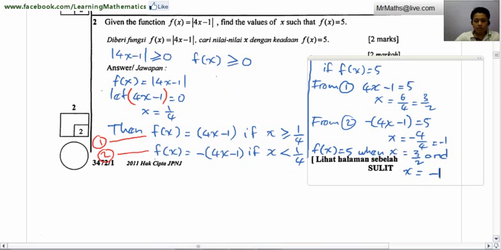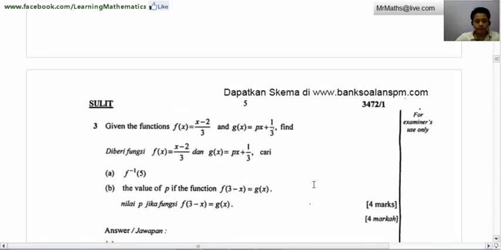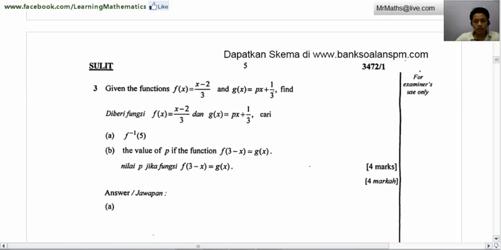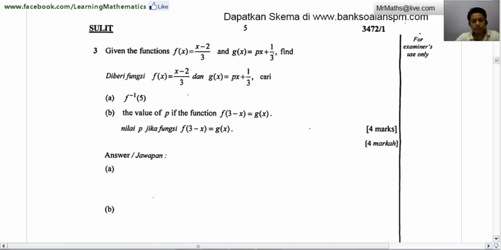So let's move on. I definitely need to use a different piece of paper this time. Number 3, given the function f(x) equal to (x minus 2) over 3 and g(x) equal to px plus 1 over 3, find f inverse, the inverse function of f, with the argument of 5. Alright.